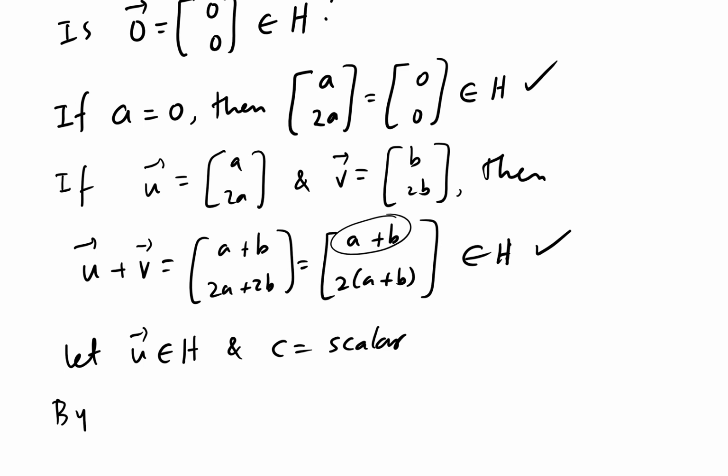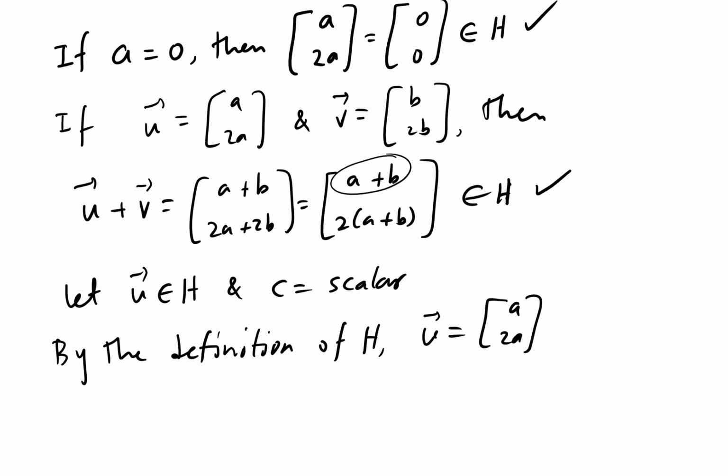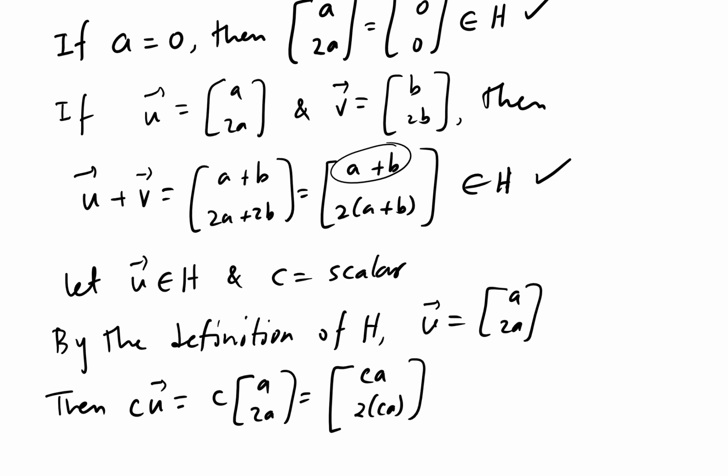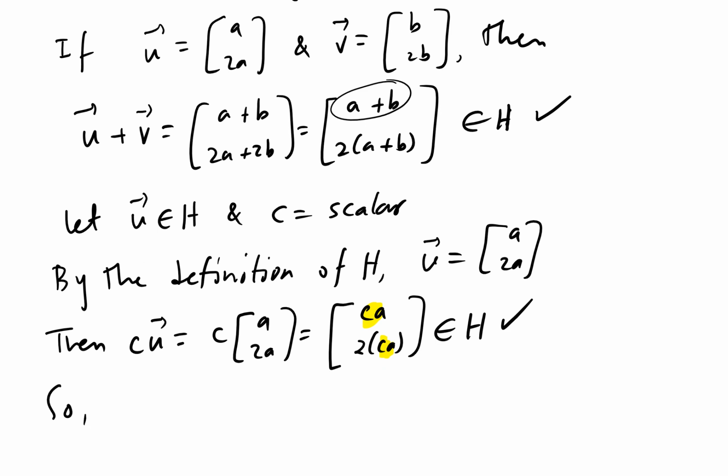So by the definition of H, we can take U to be A, 2A. Then CU is C times (A, 2A). You can multiply the C in: CA and 2CA. So notice what we have: something and 2 times the same thing, which is also in H. So that shows me H is a subspace. So again, only 3 properties you need to check.